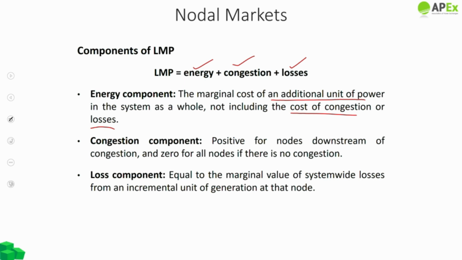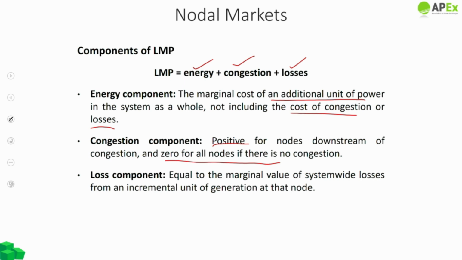Second, we have the congestion component. For nodes downstream of congestion, meaning that power cannot flow towards it, this component is positive. If the system has no congestion at all, then it is 0 for all nodes. Different nodes downstream of different congestion constraints will have different congestion components. If losses were 0, then any differences between the LMP at different nodes would be entirely due to congestion. In general, the congestion component can be either positive or negative, depending on the location, whether you are located downstream of a congestion or upstream.